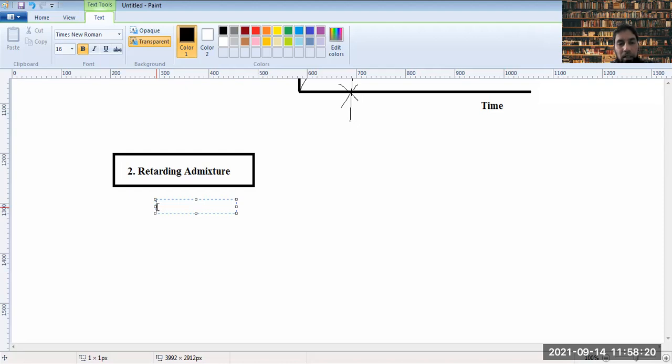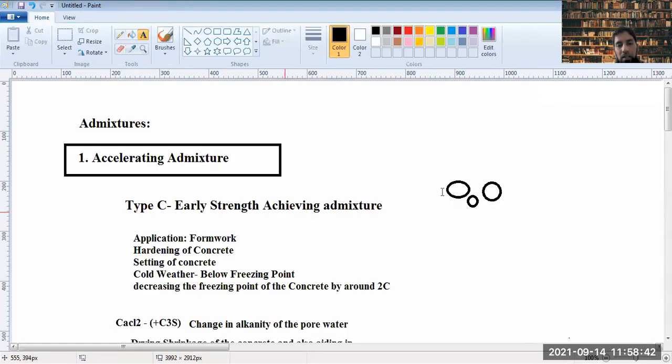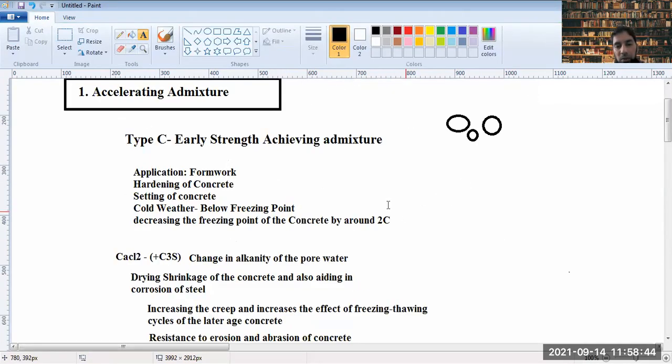Now, coming to the retarding admixture, this is the second type of admixture. Excuse me, sir. Yes. So what would be the lowest temperature this accelerating admixture could help in? The lowest temperature it could help with. Yes, it's around 2 degrees Celsius, which I told you last time.